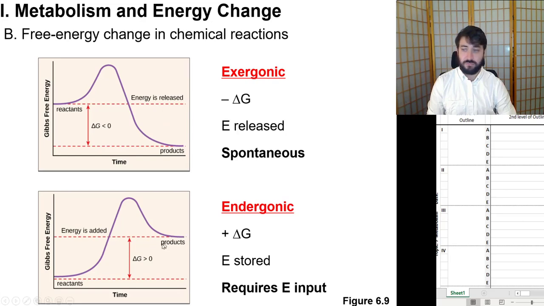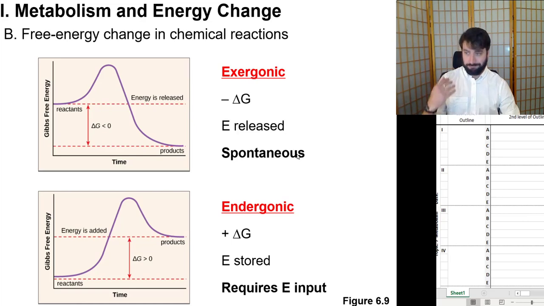Conversely, endergonic reactions have a lot more energy in the products than the reactants. But you need energy input into the system before the reactions can occur.